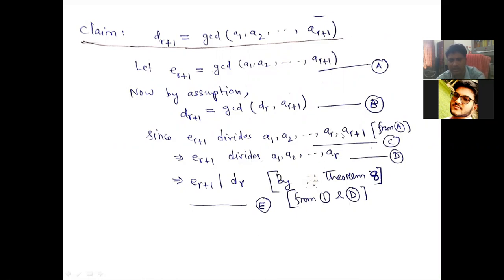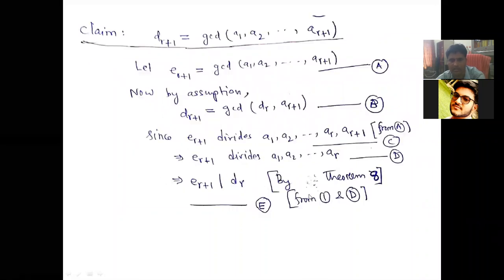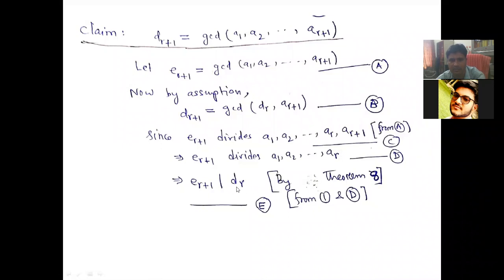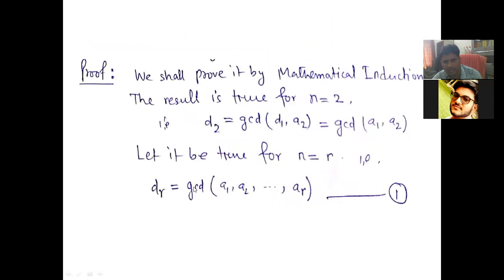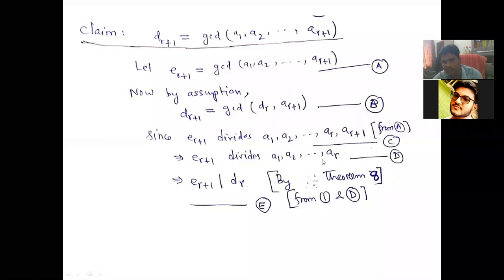From 1 and D. What is 1? D_r equal to this. So D_r divides all; E_{r+1} divides D_r from 1 and D by theorem 8. E_{r+1} divides D_r. D_r divides A1, A2, ... A_r, you see. And also E_r divides A1, A2, ... A_r. So E_{r+1} is a common divisor of this.